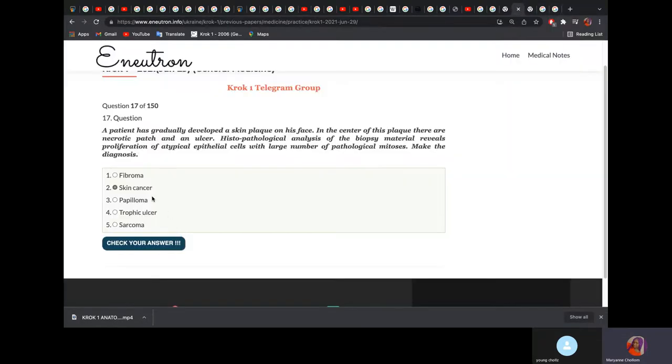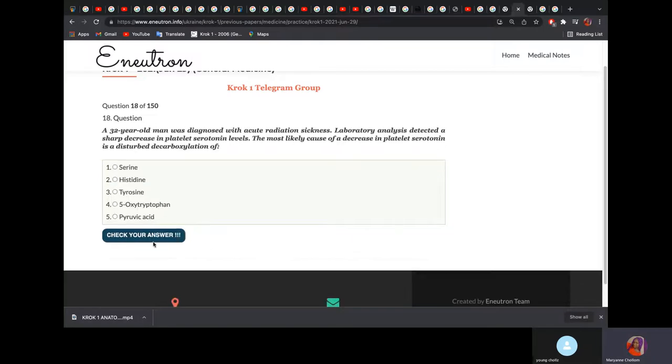So the answer will be skin cancer because we know it's not sarcoma, because they're talking about his face, and on his face you have stratified squamous epithelium, which gives skin cancer, not trophic ulcer. Sorry, it's not ulcer, it's a cancer. So because it's talking about epithelial tissue, it will be skin cancer.